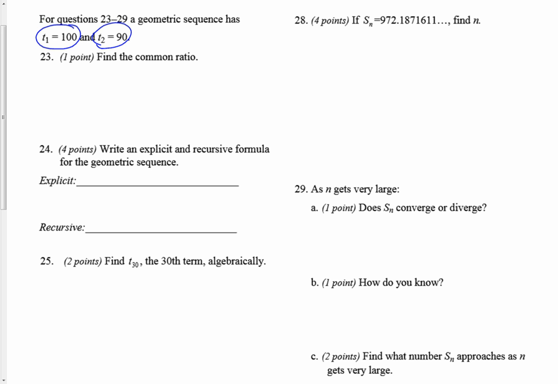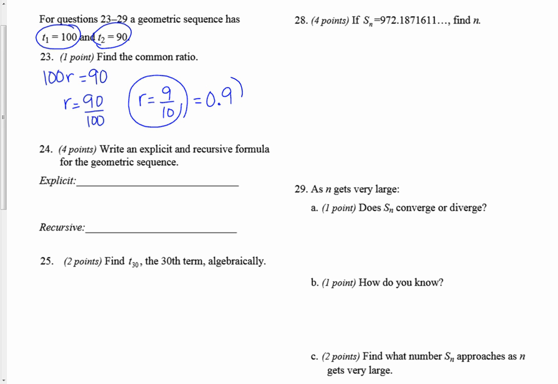If you're not so good with figuring that out when they're fractional amounts, just write it out algebraically. 100 times the common ratio has to equal 90. So we divide both sides by 100, and we can tell that our common ratio is 9/10. I prefer leaving my common ratios as a fraction, but you could also write it as a decimal of 0.9.